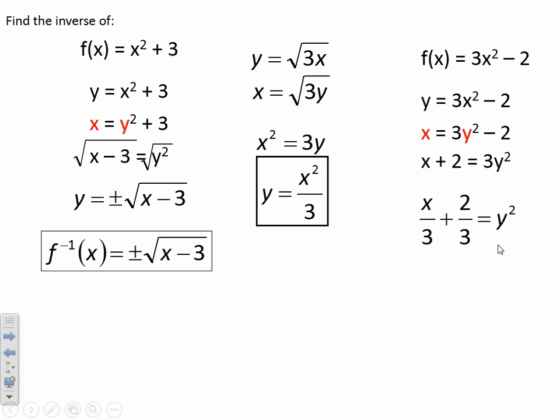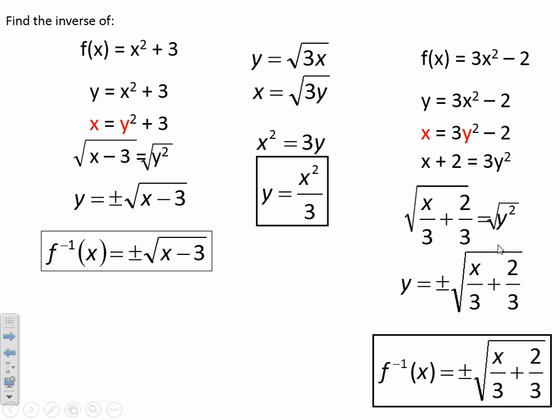Now I'm going to square root. And if you remembered what we talked about, I don't know, 5 minutes ago, when I square root both sides when I'm solving an equation here, I need to add in my plus or minus because I'm going to have two answers there, the positive one and the negative one. So there, f inverse of x equals positive or negative square root of x over 3 plus 2 over 3.